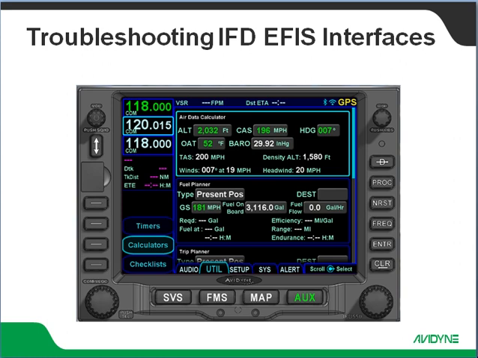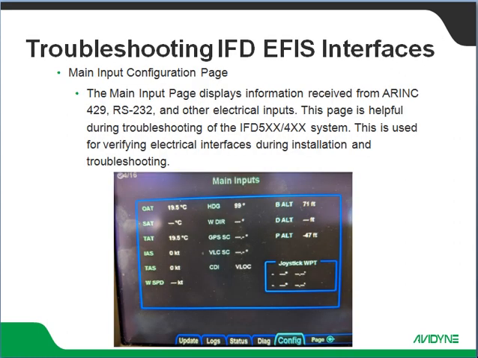Now, there's another place that we can go, this time in maintenance mode. What we're going to do is boot the IFD in maintenance mode, go over to the Config tab, and then scroll through those config pages until you get to the main input configuration page. And just as it's shown here, you can monitor in real time your OAT, heading information, baro altitude, density altitude, pressure altitude, wind direction if you've got something feeding that information in, selected course information, air temperature, indicated airspeed, true airspeed, all of that good stuff. You can monitor that real time on this page to make sure that we're receiving that data. Okay?